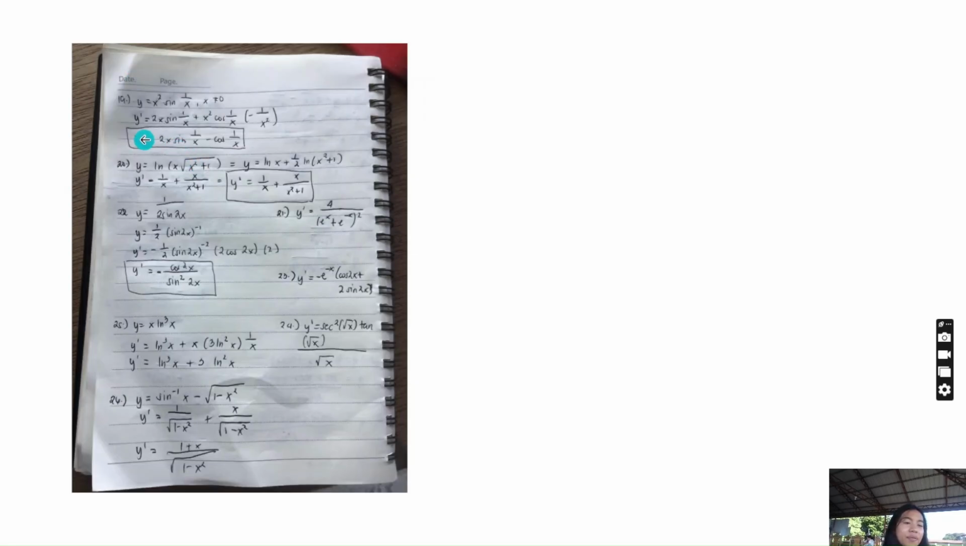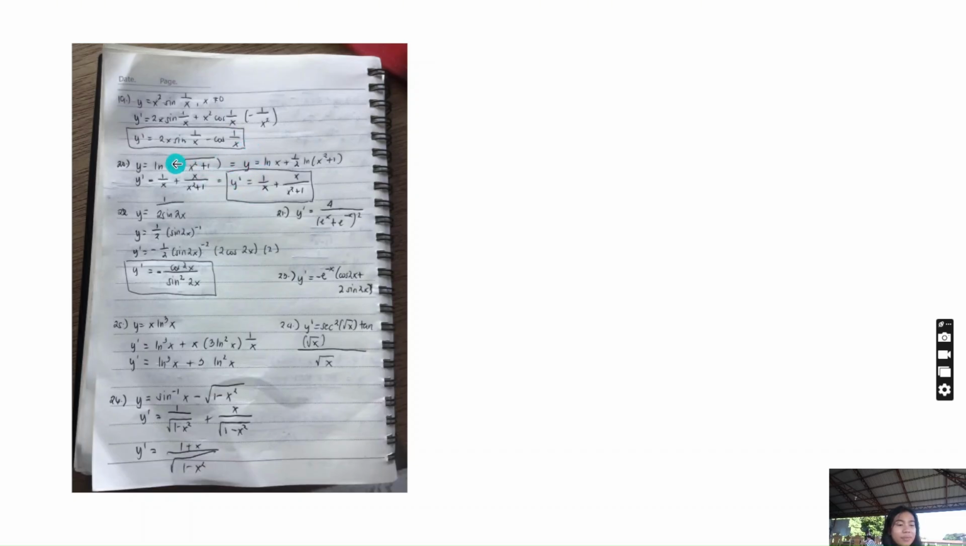Number 19, we are given y equals x squared sine of 1 over x, and x is not 0. So we will simply apply the product rule for this one. And thus, we have obtained y prime equals 2x sine 1 over x plus x squared cos 1 over x times negative 1 over x squared. So combining them all together, based on what we can combine, we have obtained the answer y prime equals 2x sine 1 over x minus cos 1 over x. So that is our answer for number 19.